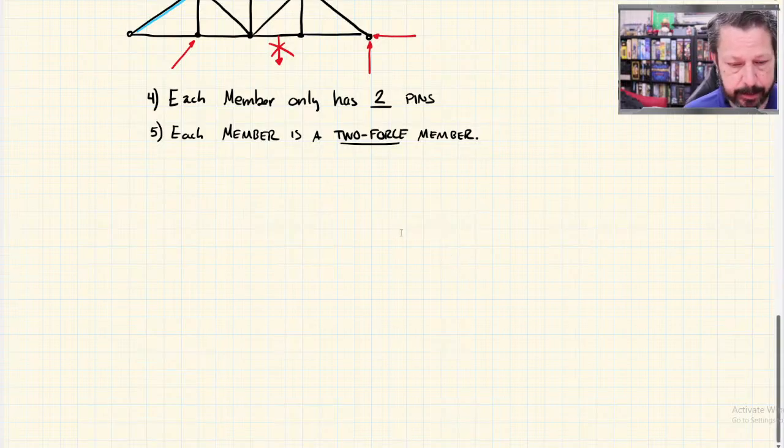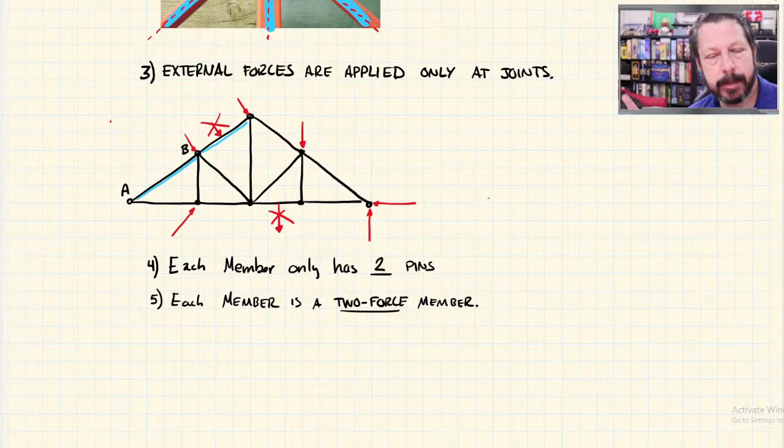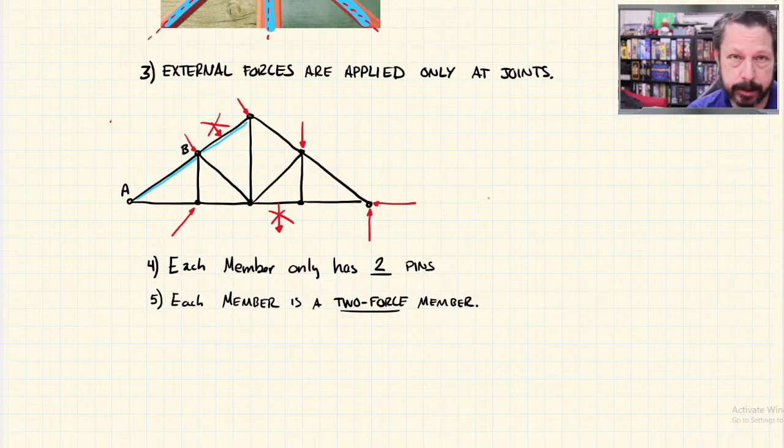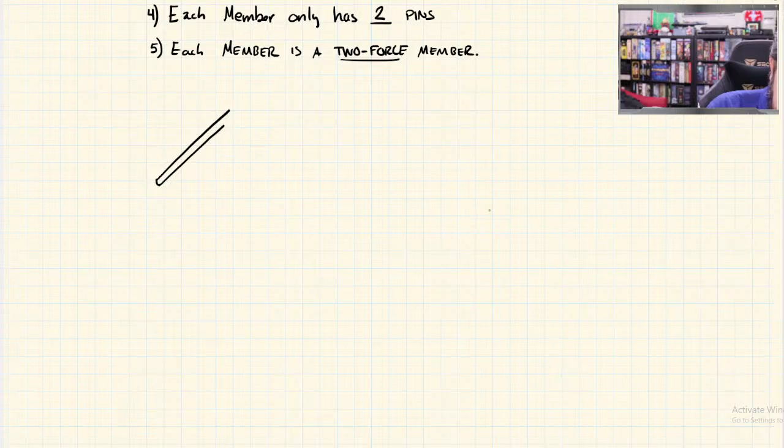So let's just label these. Normally you call the joints by a letter, and you start in the bottom left and go around alphabetically. So that little piece that I just labeled AB would be member AB. So let's look at member AB. I'm going to draw it as a solid piece here. There's B, there's A. So we've kind of taken it out of the truss.